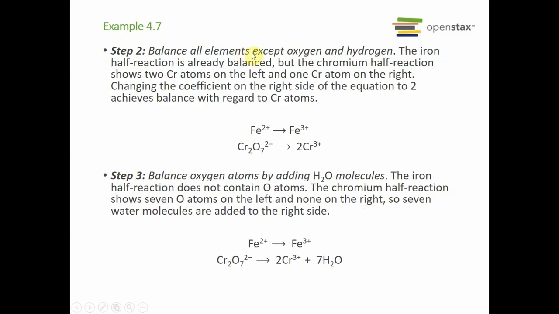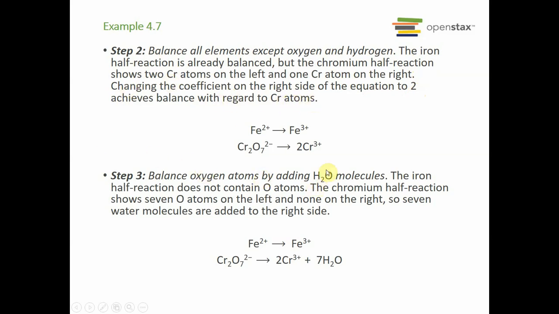Okay, balance all elements except oxygen and hydrogen. The iron half reaction is already balanced, but the chromium half reaction shows 2 chromium atoms on the left and 1 chromium atom on the right. Changing the coefficient on the right side of the equation to 2 achieves balance with regard to chromium atoms.